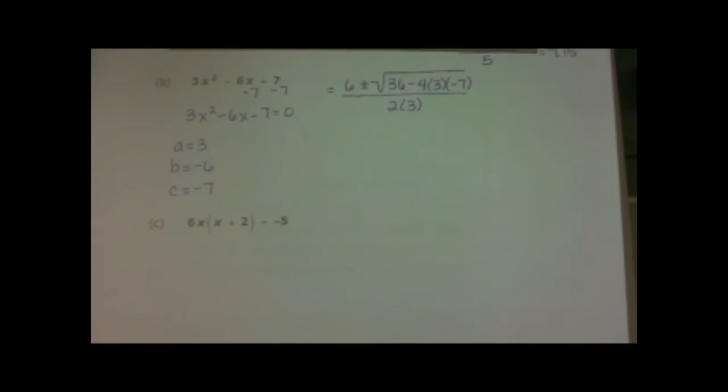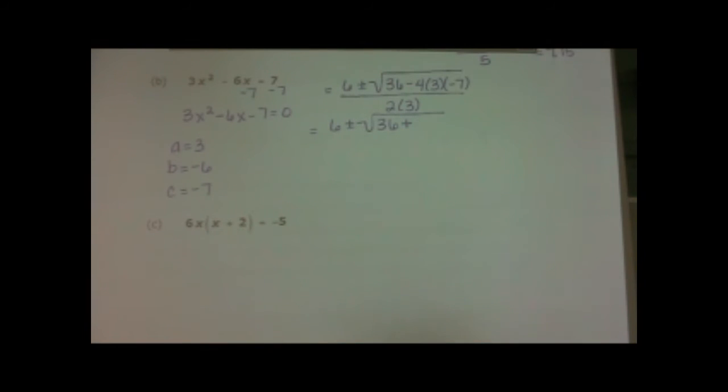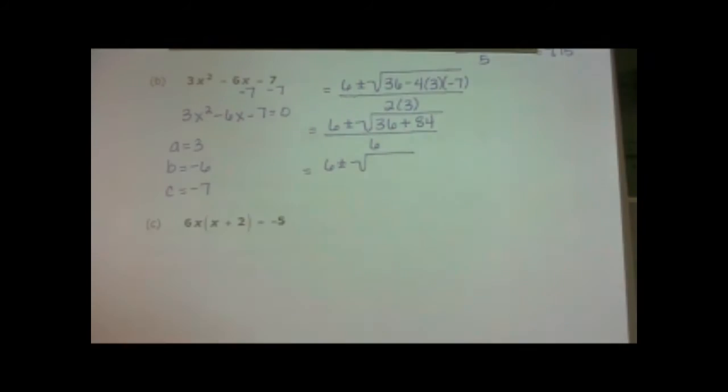Now I just need to do some math to simplify this. So this equals 6 plus or minus, I've got the square root of 36. This is going to be minus a negative, so plus a positive. I've got 4 times 3 is 12. 12 times 7 is 84. And this is divided by 6. So now I need to add 36 and 84. So 6 plus or minus the square root of 120.